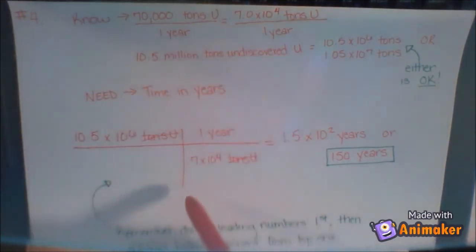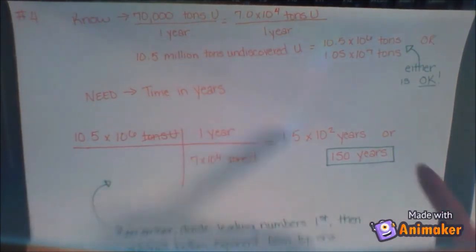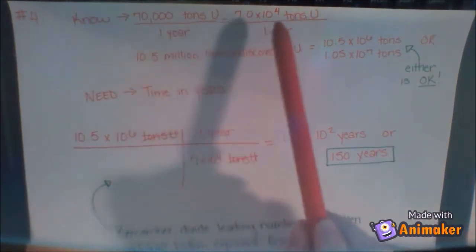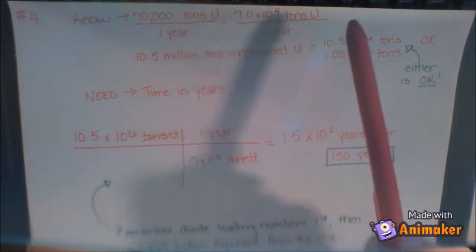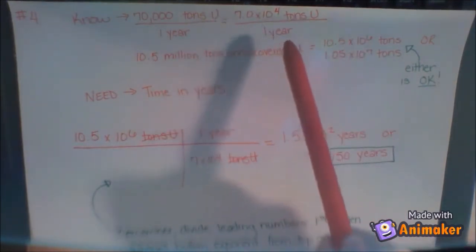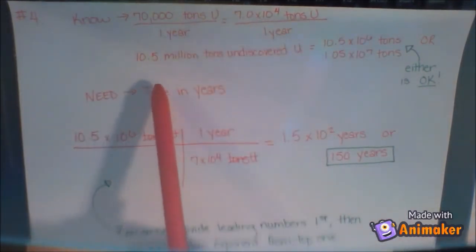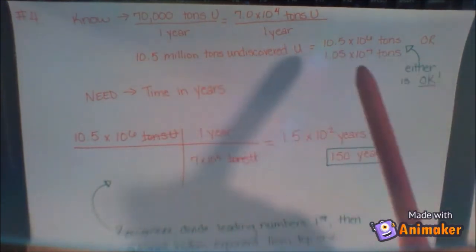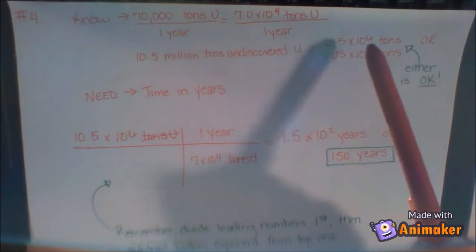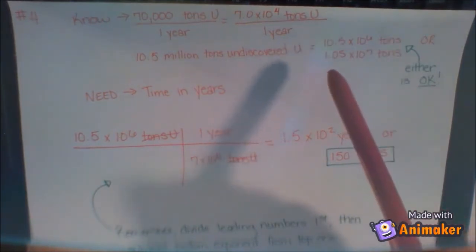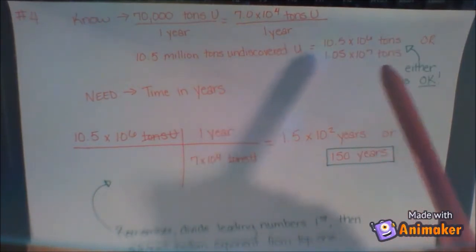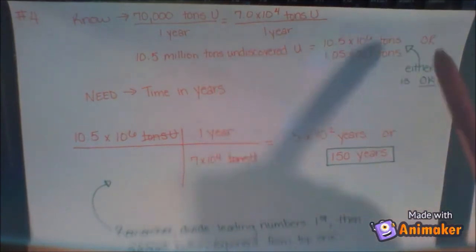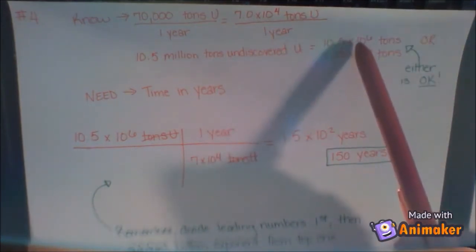My suggestion for these problems is to put everything in scientific notation. So what that gives us is 7 times 10 to the 4 tons of uranium per year. We also know that there are 10.5 million tons of undiscovered uranium. Put in scientific notation, this can be either 10.5 times 10 to the 6 or 1.05 times 10 to the 7. Either of these is okay. I choose to use the 10.5 times 10 to the 6.